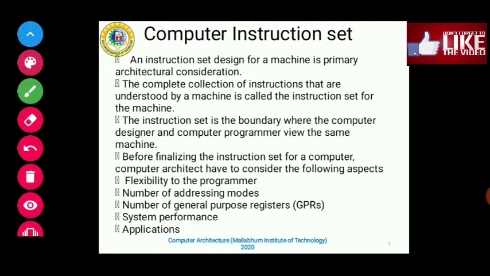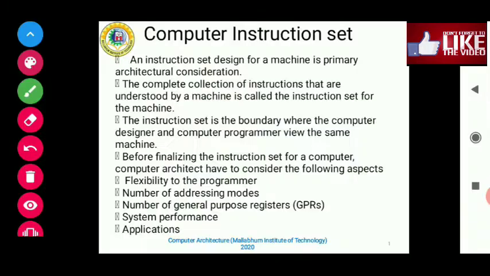The instruction set provides commands to the processor to tell it what it needs to do. The instruction set consists of addressing mode, instruction, native data type, register, and memory architecture, interrupt, exception handling, and external IO.